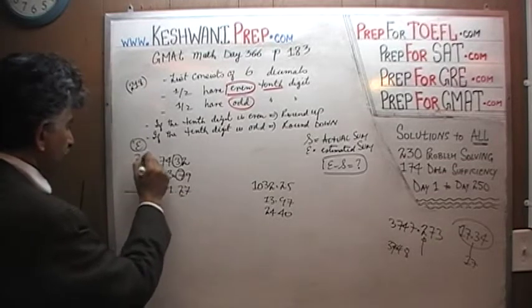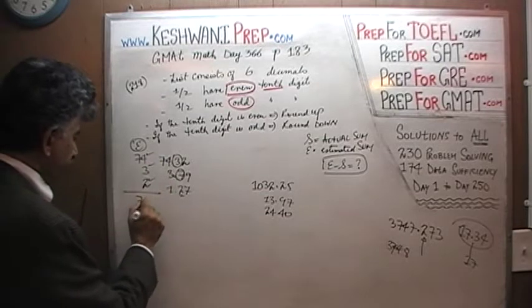Let's add them up. We get 4 plus 3 is 7. 7 plus 2 is 9. We get 79 for these three.